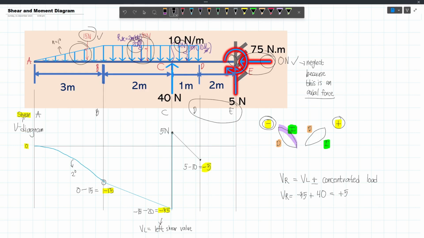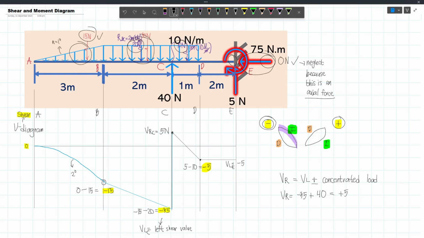Now, from D to E, we no longer have loadings. Because there are no more loads here. And so, for that segment, we don't need to do anything. And so, we will just draw a straight line here, from D to here at E. And so, this will still be negative 5. This is your left shear value, or say, VL. VL at E. And then, this is VL at C. And this is VR at C.